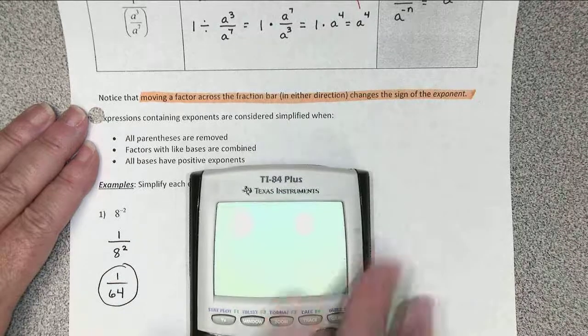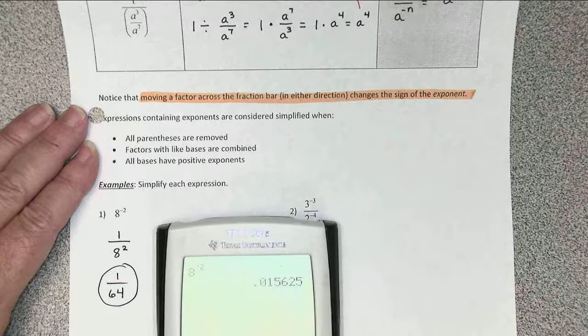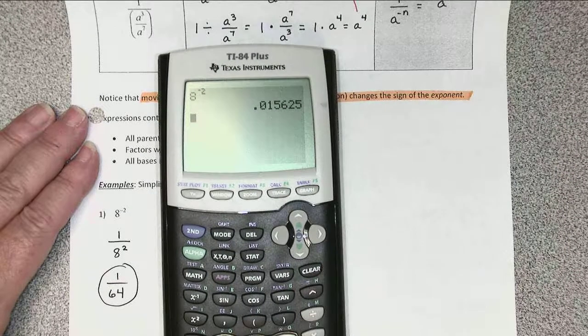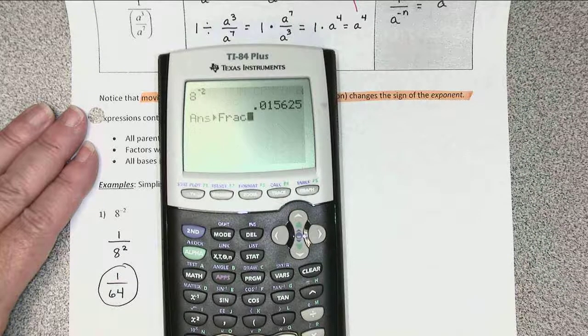The calculator does know negative exponents. If I type 8 to the negative second in my calculator, it gives me a decimal value. Sorry, you can't see that very well. Let me try that again. Find a good spot here. There we go. 8 to the negative second gives me a decimal value. And if I just go into my math menu and change that to a fraction, there is that 1/64.